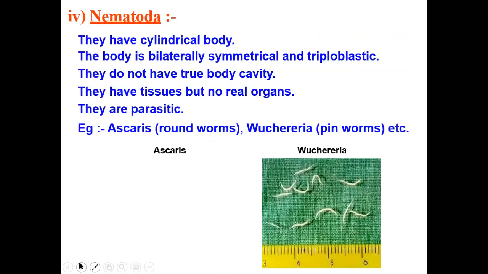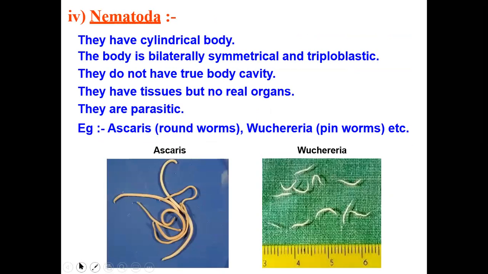Now we will discuss the nematodes. Nematoda. They have a cylindrical body. The body is bilaterally symmetrical and triploblastic. They do not have a true body cavity. They have tissues but no real organs. They are parasites. Examples: Ascaris and Wuchereria. This is the structure of Ascaris, and this is the structure of Wuchereria.